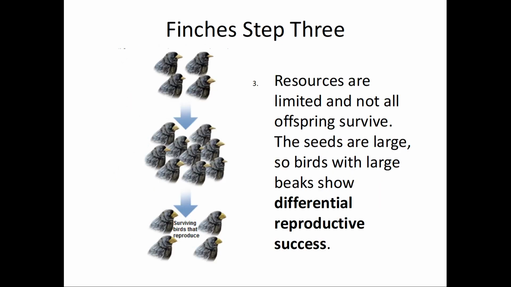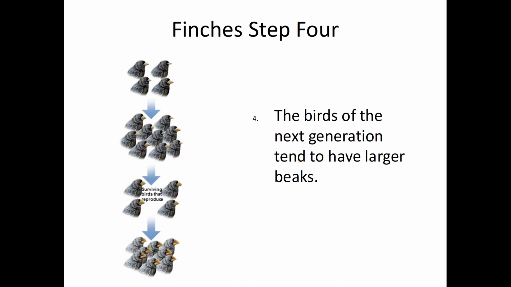All right, so resources are limited, and not all offspring survive. The seeds are large, right? So some of these birds have really small beaks, so they can't eat these seeds. And what you find is that the birds with larger beaks, maybe they can crack the seeds open. Maybe they can just actually fit the seeds in their mouths. Those birds are actually able to survive. So we begin to see the population shifting towards there being more and more finches with large beaks, and then we begin to see the beaks beginning to become larger still.